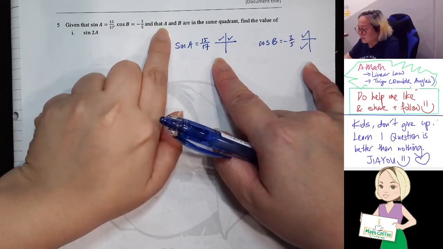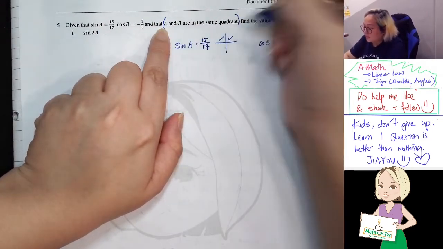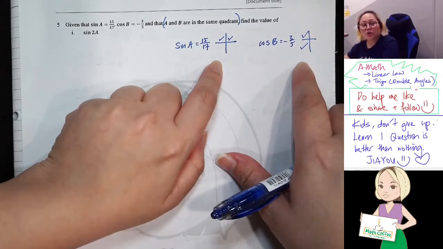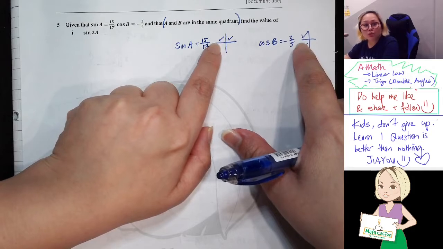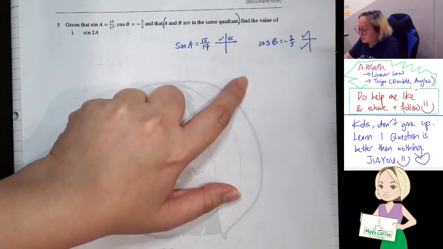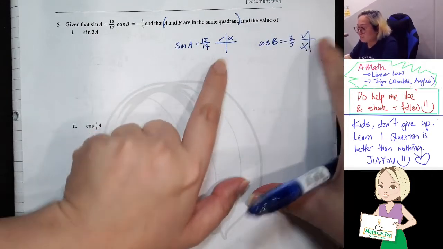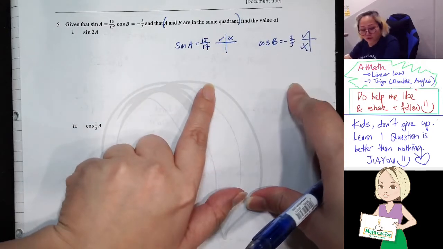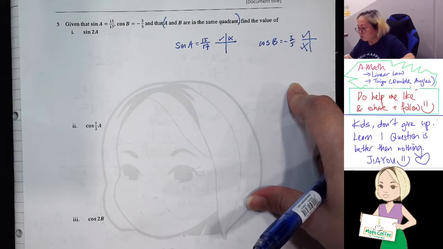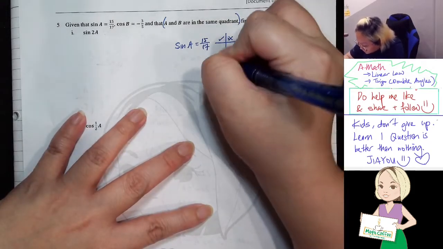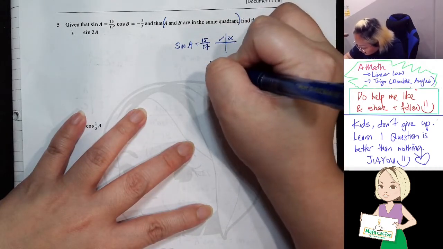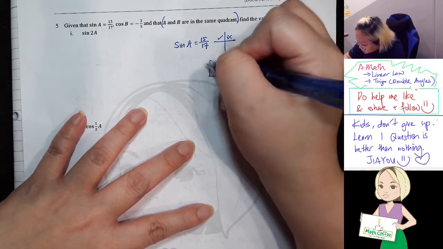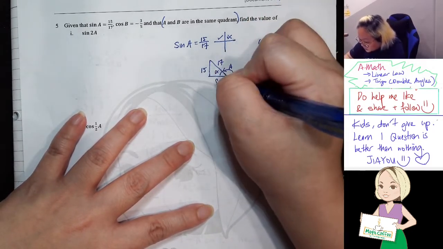Then after that, they give me additional information. They tell me that A and B are in the same quadrant. So now you look at it. So definitely we are talking about quadrant number 2. So that means I will cross out this one and cross out this. So it means that both A and B are in the second quadrant. So if both are in the second quadrant, I will have to draw the triangle, which is this one. This will be the basic angle, A. And then this will be 15, 17, and this is 8.